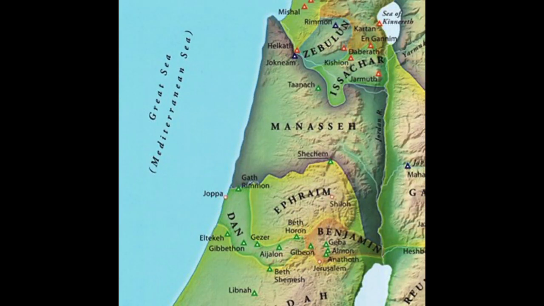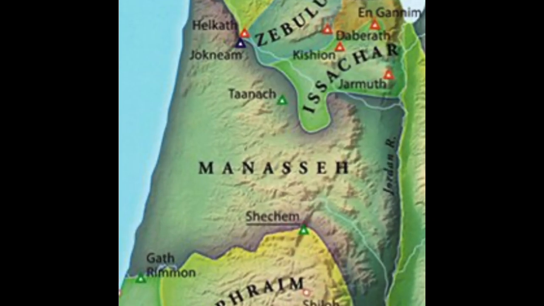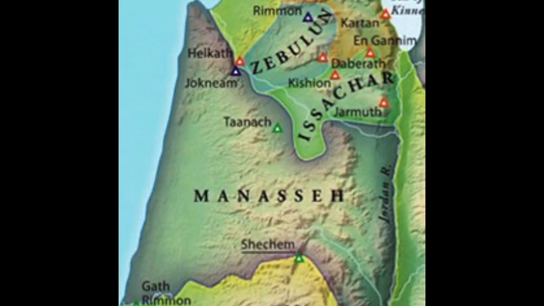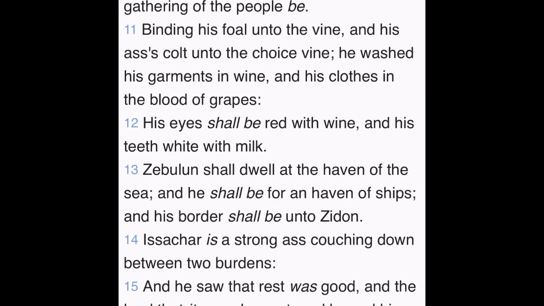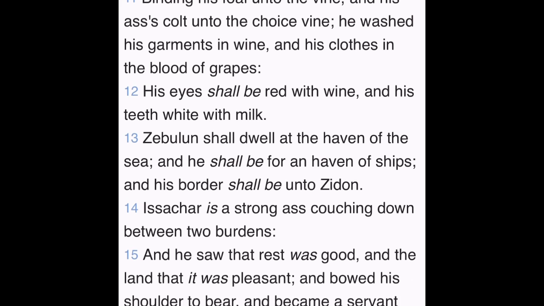It's talking about the Israelites from Guatemala and Panama now. These people are the descendants of the ancient Zebulonites. It says a haven for ships. It says, and his border shall be unto Zidon.